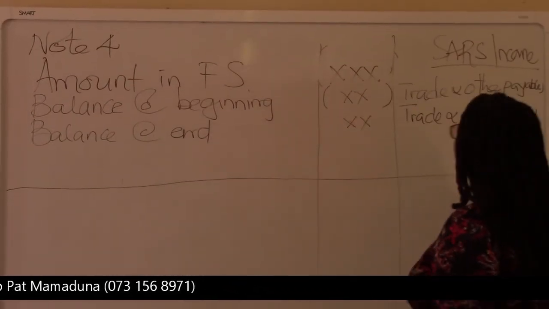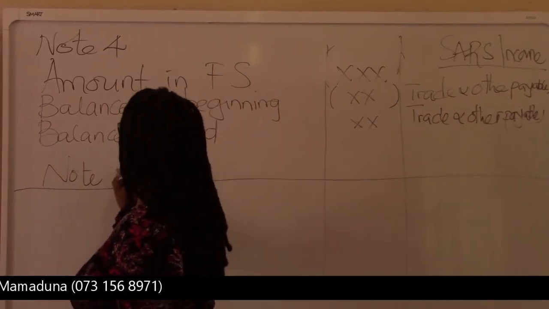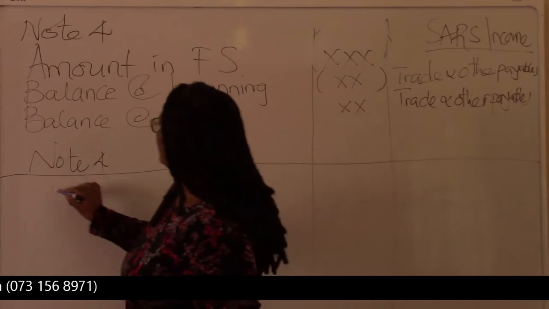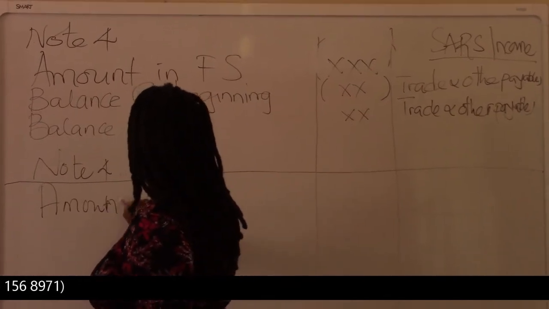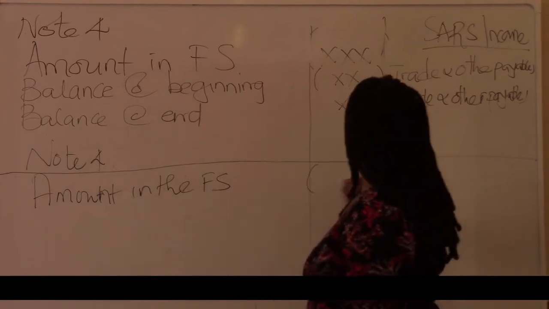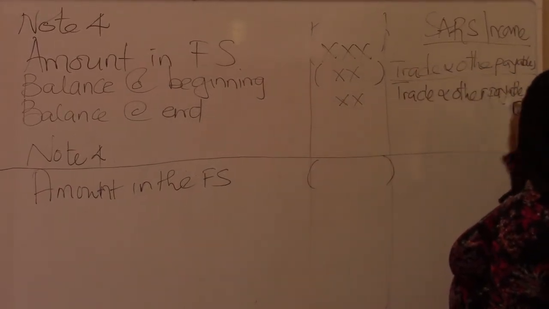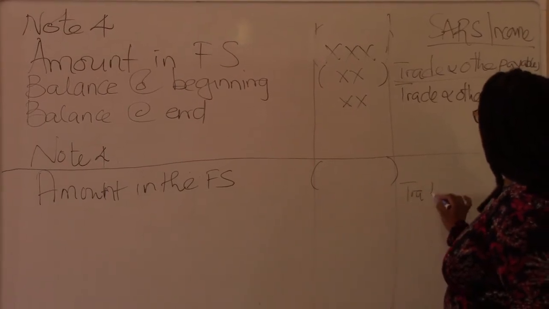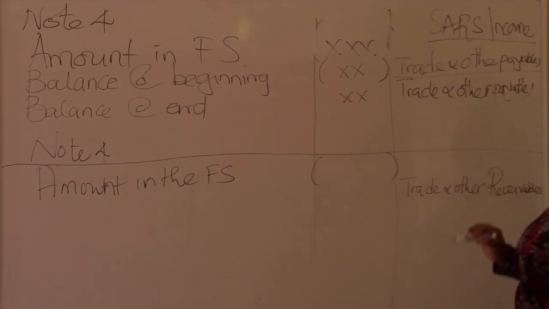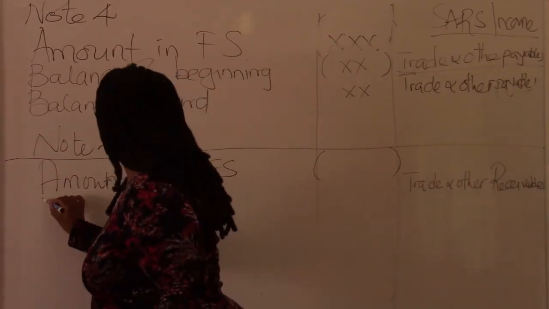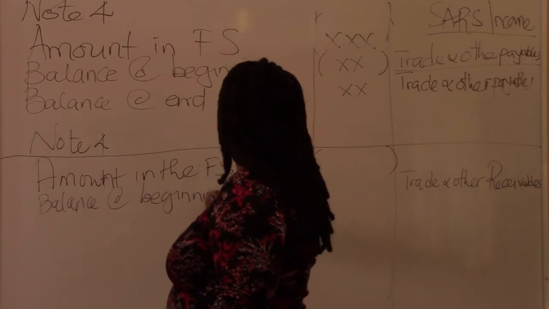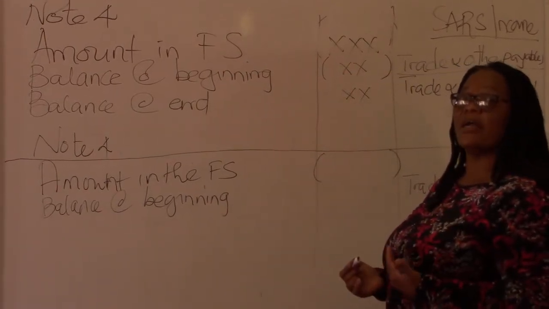I want to show you a second scenario, note number 4. Like I said, balances can either be a liability or a current asset. We are going to have again our amount in the financial statements, which will always be a negative. Now, in our second scenario, the opening balance, under balance at beginning, appears under trade and other receivables.